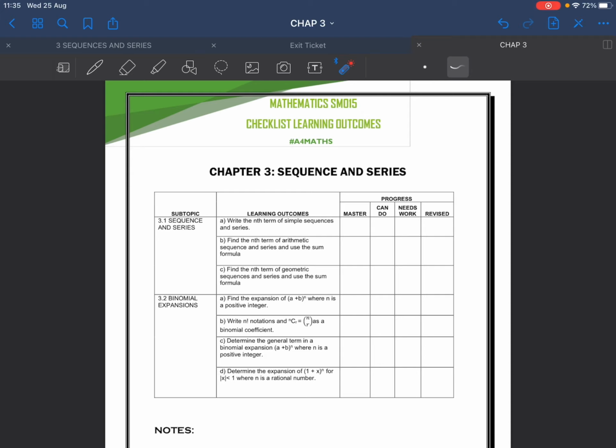So tengok yang the first one, we are going to cover all those things dalam 3 video hari ini. Okay, which is dalam video ni kita akan cover the first 2 learning outcomes, which is find the expansion of (a plus b)^n where n is a positive integer. So the keyword here is n is a positive integer. Okay, and then we have to write n factorial. Yang tanda seru tu ialah factorial. Kita panggil n notation and nCr as a binomial coefficient.